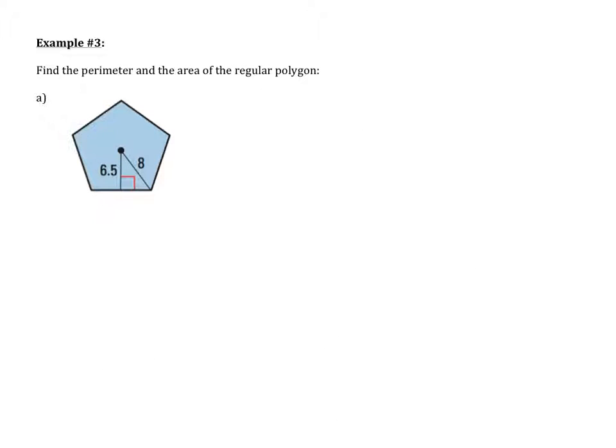Example number 3, find the perimeter and the area of the regular polygon. In part A, we were given a pentagon, 1, 2, 3, 4, 5, and we're supposed to find the perimeter and the area. We'll have to start with the perimeter first, since the area is 1/2 the apothem times the perimeter. So again, we have to have the perimeter first to then use it in our area formula.